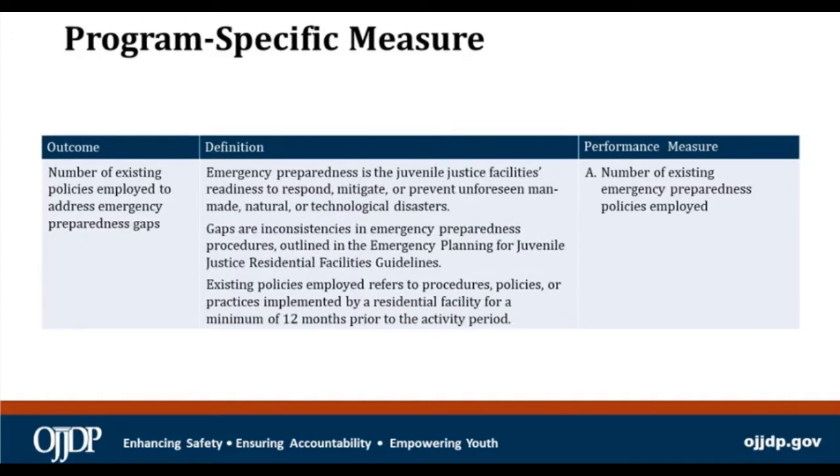The number of existing policies employed to address emergency preparedness gaps for juvenile justice guidelines distributed is also a unique measure written specifically for this program. Existing policies employed refers to procedures, policies, or practices implemented by a residential facility for a minimum of 12 months prior to the activity period. For this measure, you will provide the number of existing emergency preparedness policies employed.